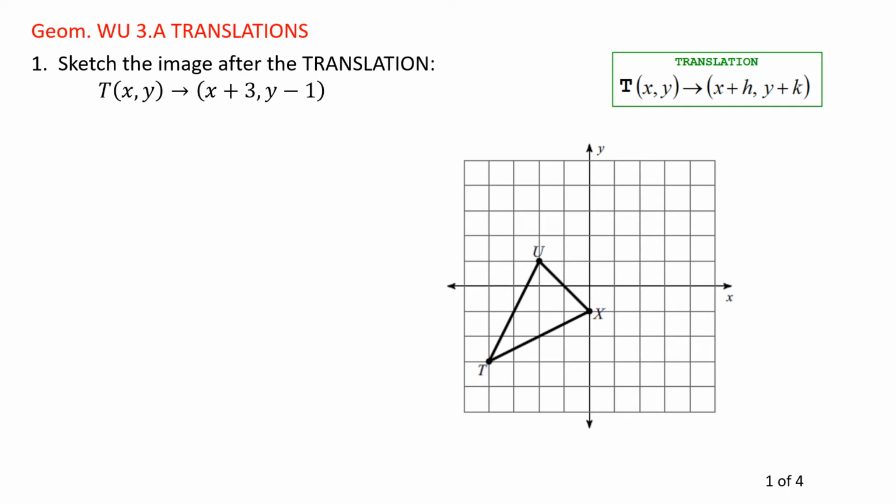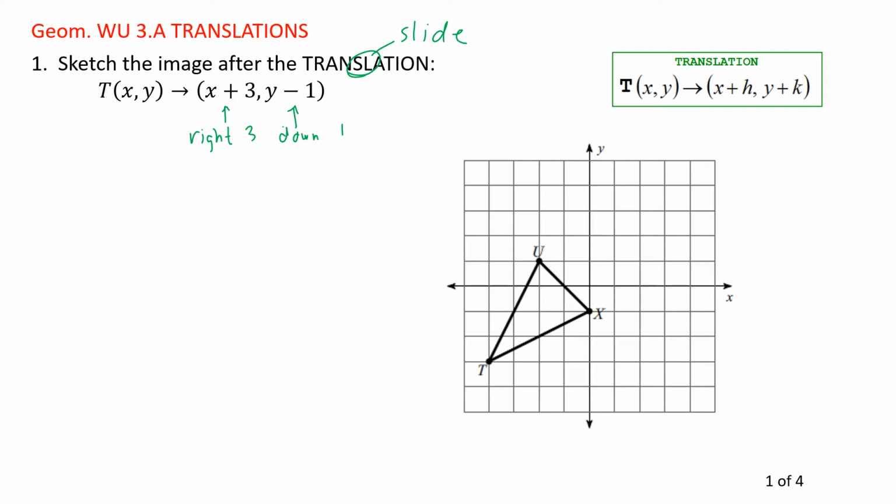Hello geometry students. In this lesson, a quick review of translations, which is one of the 4 geometric transformations. Remember, a translation is just a slide. I'm going to take this figure and just move it over. The instructions say x plus 3, which is to the right 3 units, and then y minus 1, which means down 1 unit. It's always side to side, then up and down.